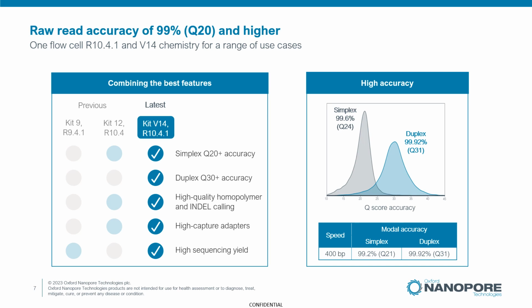You can now achieve Q20 simplex accuracy, Q30 duplex accuracy, which we'll explain in just a moment, high quality homopolymer and indel calling, and high yields without having to sacrifice output for accuracy and vice versa. On existing devices, which only need a software update. So there's no new device purchases required to gain access to our new chemistry. This is all built into the V14 kits.